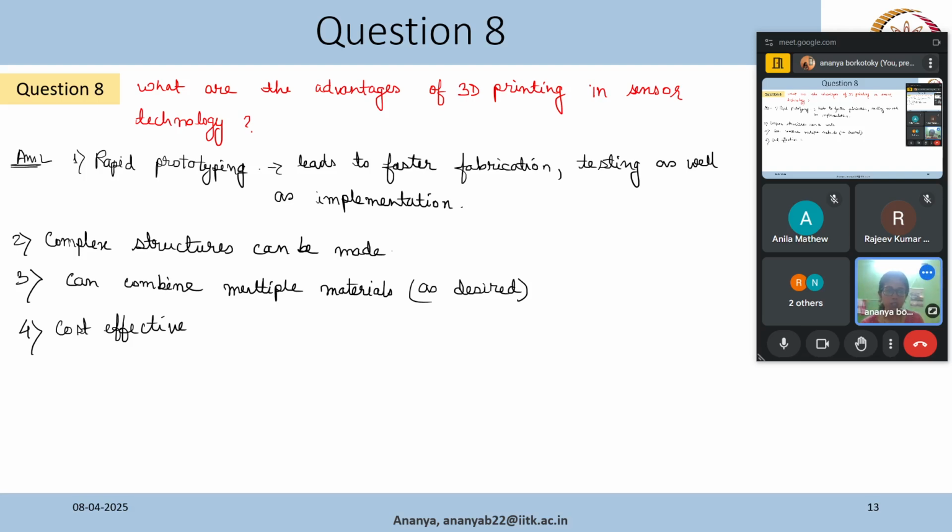For that, we still have to go for MEMS based sensors with complex designs and different microfabrication steps. But for a low cost sensor, if we can make it using 3D printing, then we can easily go for commercialization without needing a lot of facilities.